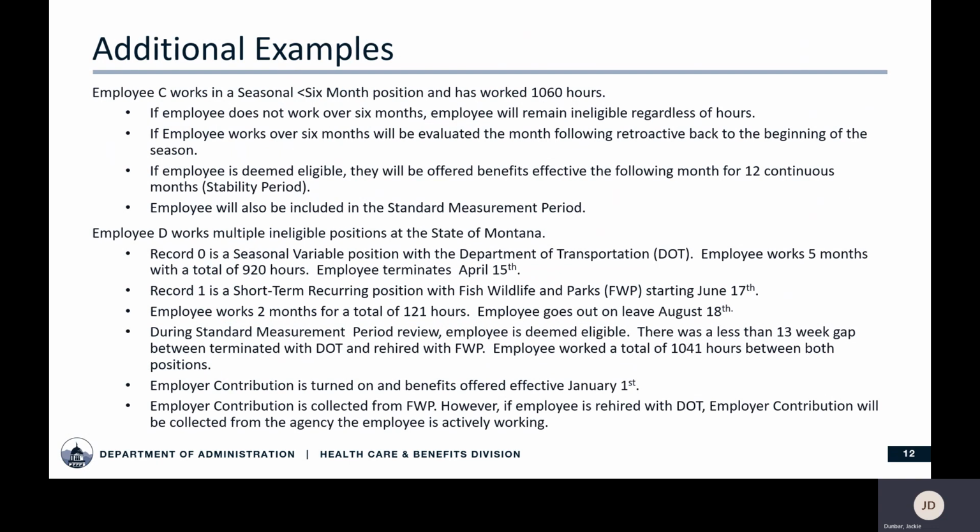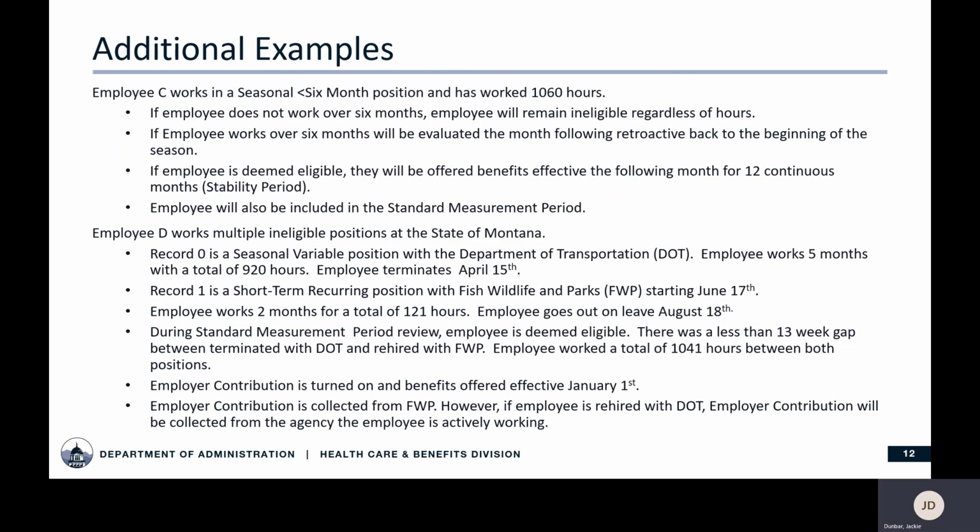So, additional examples. Employee C works in a seasonal, less than 6-month position and has worked 1,060 hours. If the employee does not work over 6 months, the employee will remain ineligible regardless of hours. If the employee works over 6 months, the employee will be evaluated the month following and retro back to the beginning of the season. If the employee is deemed eligible, they will be offered benefits effective the following month for 12 continuous months, their stability period. Employee will also be included in the standard measurement period.